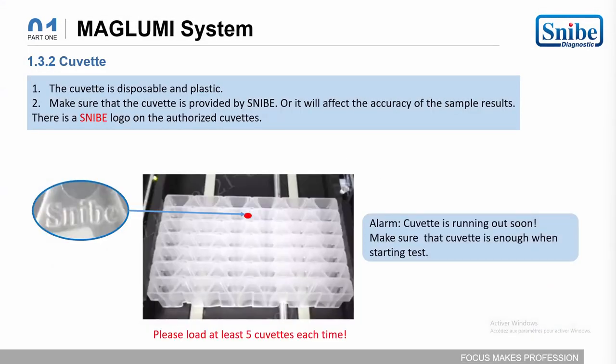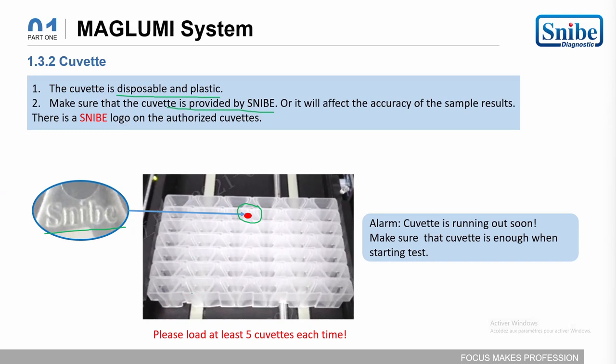Next is the cuvette. The cuvette is disposable and made of plastic. Make sure that the cuvette is provided by Snibe, so you can check the logo in the middle here. If you find the logo of Snibe in the middle, it is original from Snibe. If there is no logo, that means it is not an original cuvette. It's not from Snibe.